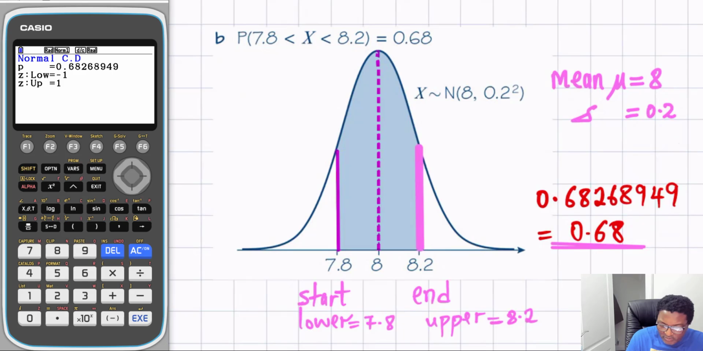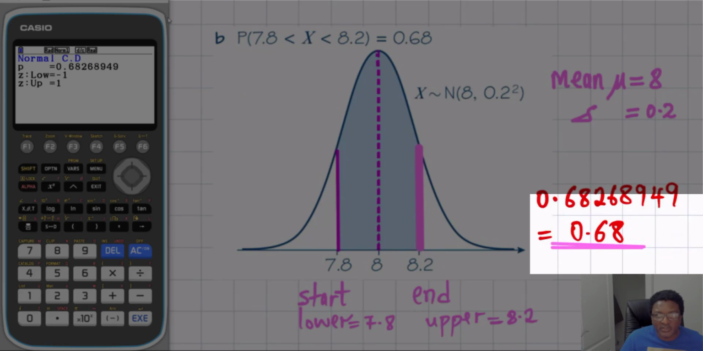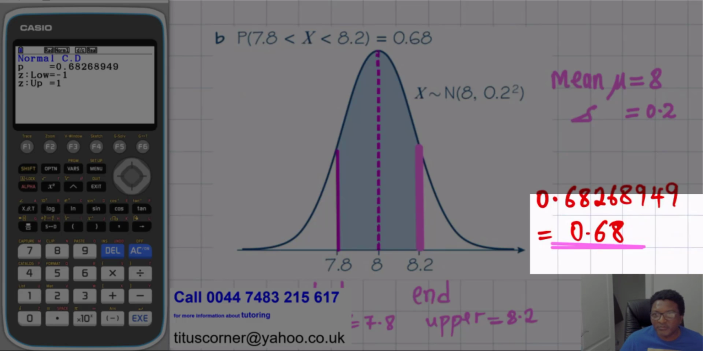And you can round it now to 2 decimal places. You put a line after the second number, and the next digit is smaller, so it's 0.68. So the probability between 7.8 and 8.2 is 0.68.